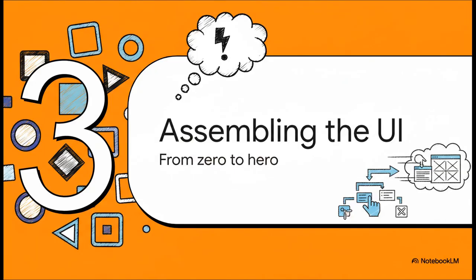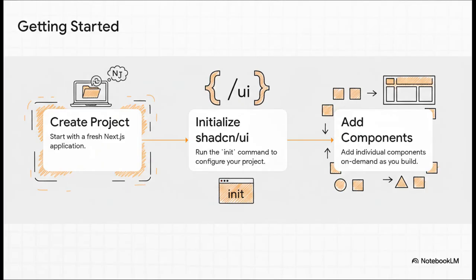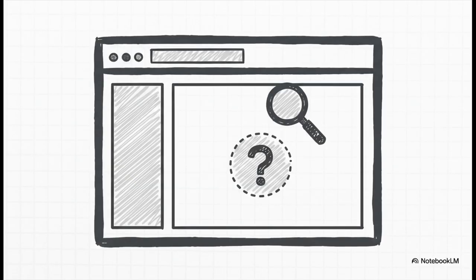Okay, that all sounds great in theory, right? But what does it actually look like in practice? Let's see just how ridiculously fast you can go from a completely blank page to a working UI. Seriously, getting started is so simple. You're in your project, you run one quick init command to get the basic setup done, and from there, you just cherry-pick the components you need, one by one as you go. No bloat.